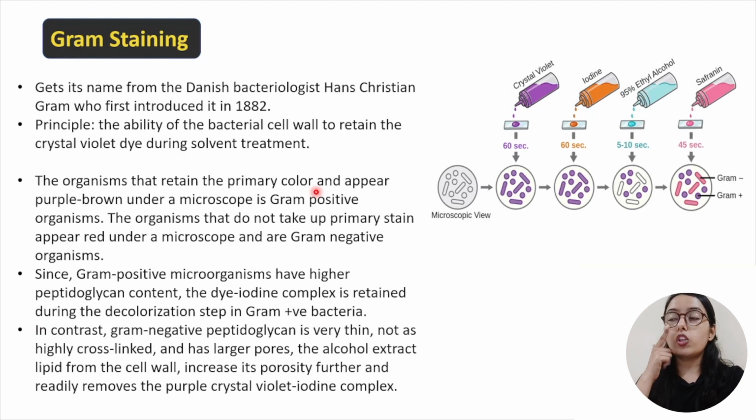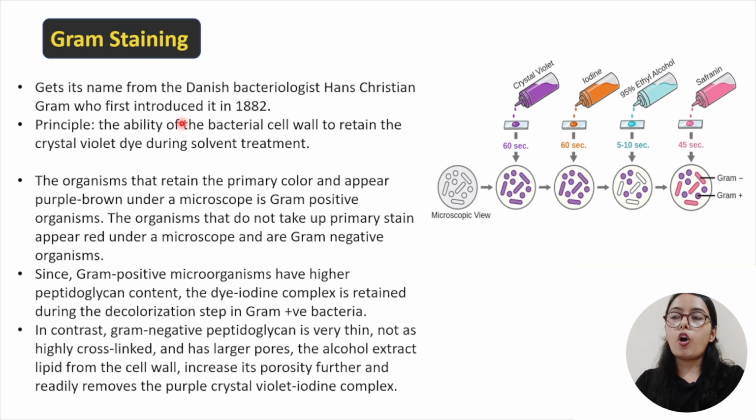Now coming to the next topic, gram staining. As we discussed, gram staining is a very crucial staining technique in microbiology, and till date it is a very important technique used to differentiate between gram positive and gram negative bacteria. This technique gets its name from a Danish bacteriologist, Hans Christian Gram, who first introduced it in 1882, and since then till now it is very popular in microbiology.